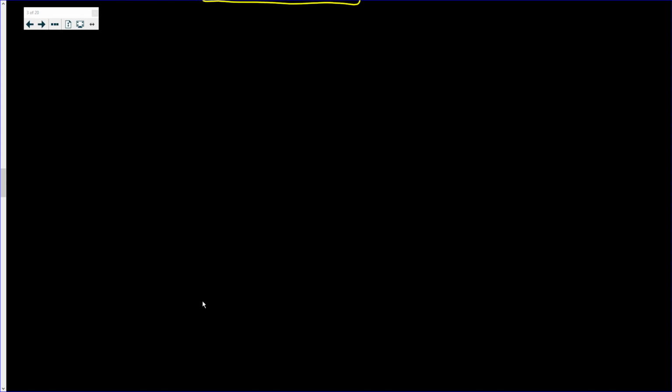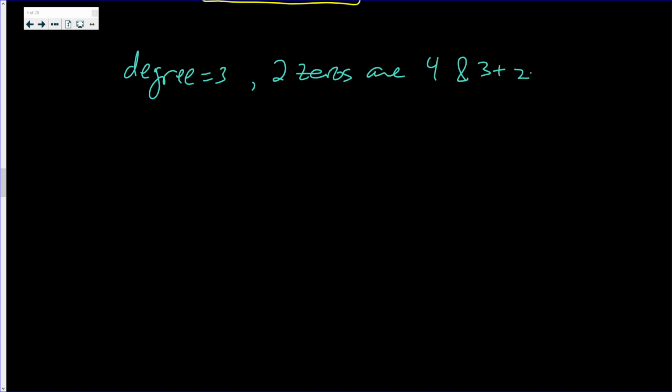Let's play the same game again. The degree of the polynomial is going to be 3, and 2 zeros or roots are 4 and 3 plus 2i. Well, the instant you have a complex root, that means you have a second complex root.